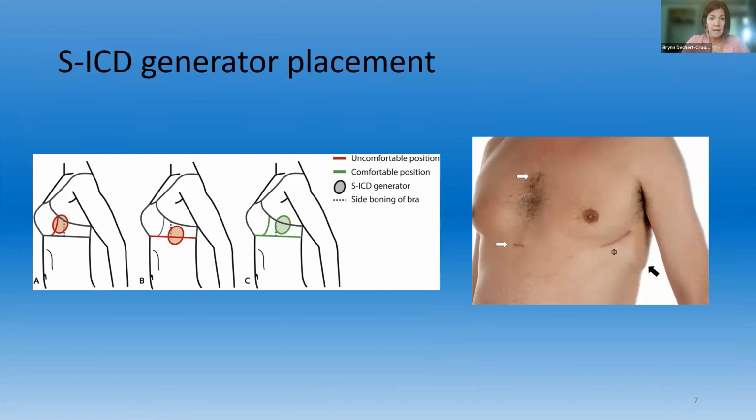Sometimes women may be concerned that this device can affect growth, especially breast tissue and things like that. This picture here shows some of the optimal placements for a comfortable position for that subcutaneous ICD, which is kind of right under the bra line and the axilla. And then the picture on the right is kind of where a man's device would sit.